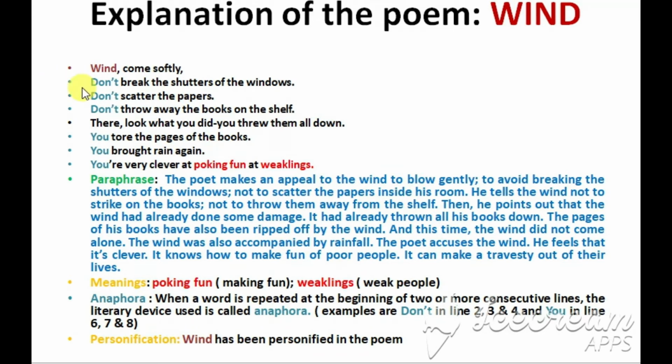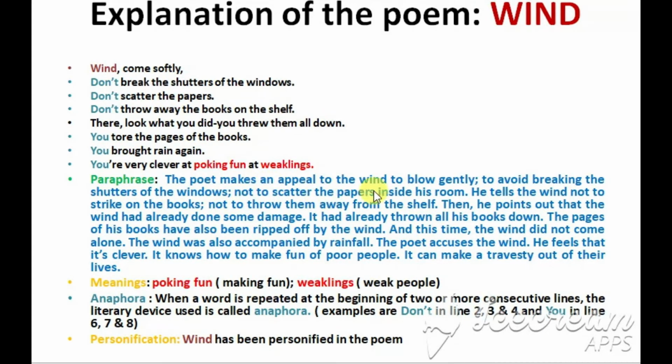So the poet says, wind comes softly, don't break the shutters of the windows, don't scatter the papers, don't throw away the books on the shelf. There, look what you did. You threw them all down. You tore the pages of the books. You brought rain again. You are very clever at poking fun at weaklings.